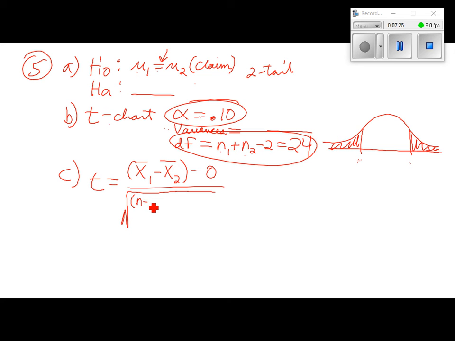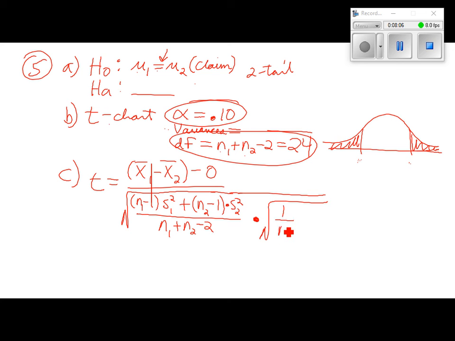which is N1 minus 1, that's hard to read, I know, times S1 squared plus N2 minus 1 times S2 squared, all that over N1 plus N2 minus 2, times, this is still all on bottom, square root of 1 over N1 plus 1 over N2.